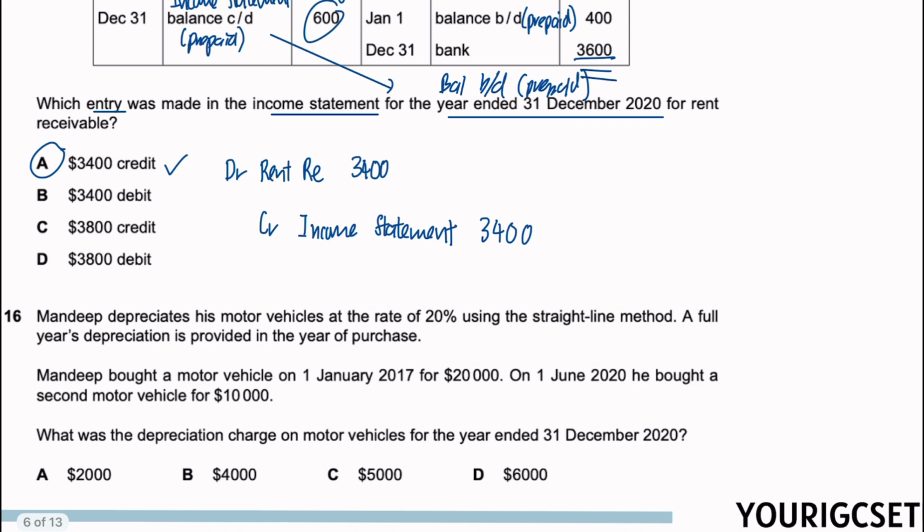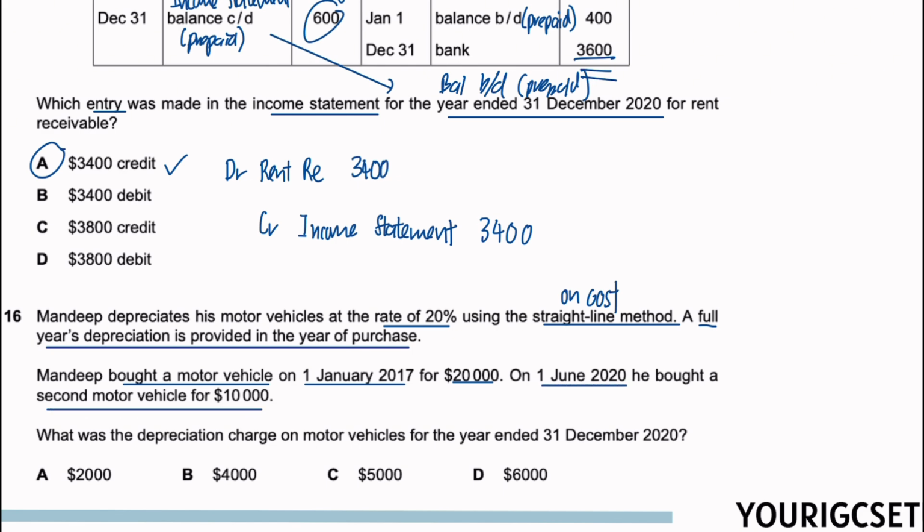Okay, 16. Mandip depreciates his motor vehicles at the rate of 20% using straight line method. Means you depreciate on cost. A full year depreciation is provided in the year of purchase. Mandip bought a motor vehicle on 1st January for 20,000, and then on 1st June 2020 he bought a second motor vehicle for 10,000. What was the depreciation charge on the motor vehicles for the year ended 31st December 2020? So first, draw our accounting period. It's from 1st January 2020 to 31st December 2020.